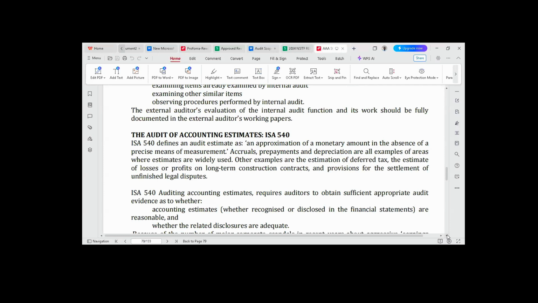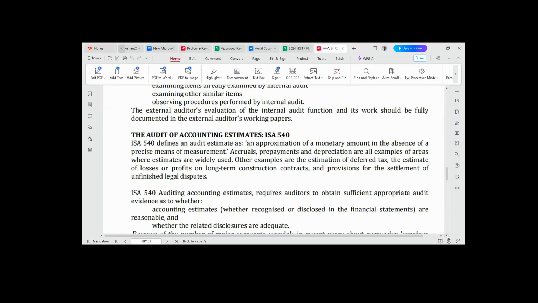So we go on to the next area, audit of accounting estimates. You go back to your IAS 8, talking about accounting estimates, provisions, and prior year adjustments, right? You see that in that standard, we're talking about accounting estimates. So when you talk about accounting estimates, what it means is that it's an approximation of a monetary amount in the absence of a precise means of measurement.